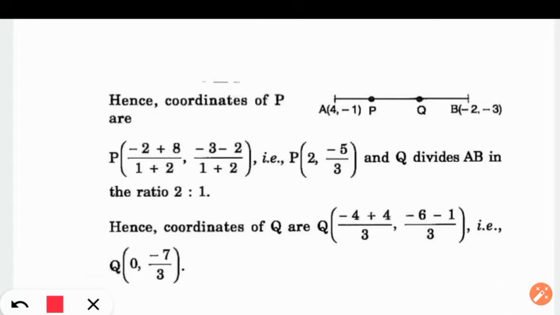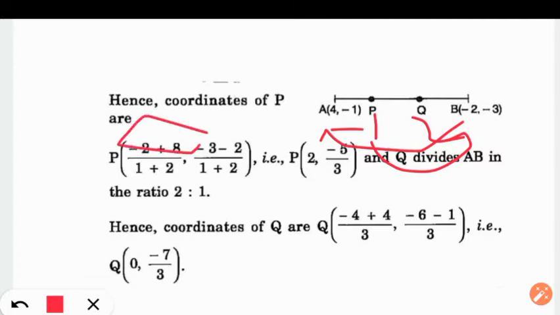Then what will be the formula? We know the formula mx2 plus nx1 divided by the sum of ratio, right? So what will happen? Here we have 1, here we have 2. Then 1 will multiply with -2, we'll get -2, and 2 will multiply with 4, we'll get 8, right? Sum of ratio 1 plus 2.